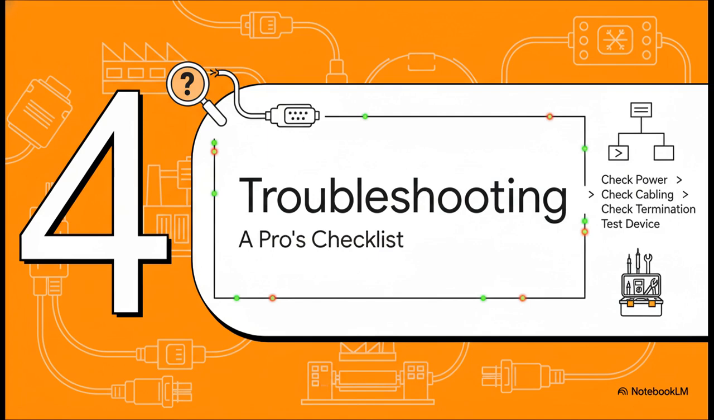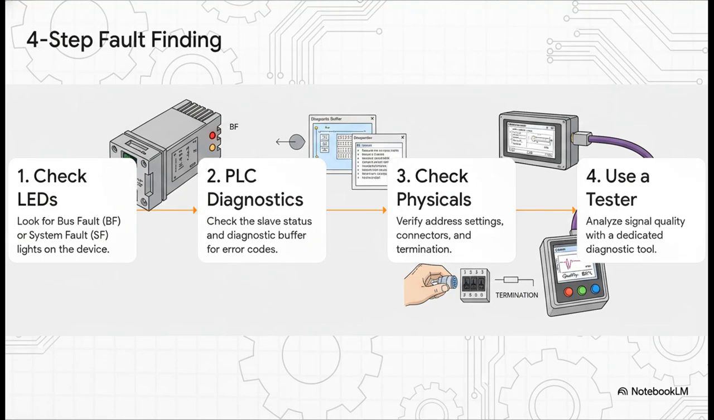Okay, so the worst has happened. The network is down, the alarms are blaring. What do you do? Panicking is not a strategy. What you need is a logical step-by-step process. So let's walk through a pro-level troubleshooting checklist. First things first, just look at the LEDs on the device. A red BF light, or bus fault, tells you it can't talk on the network. An SF, or system fault, usually means there's an issue with the device itself.